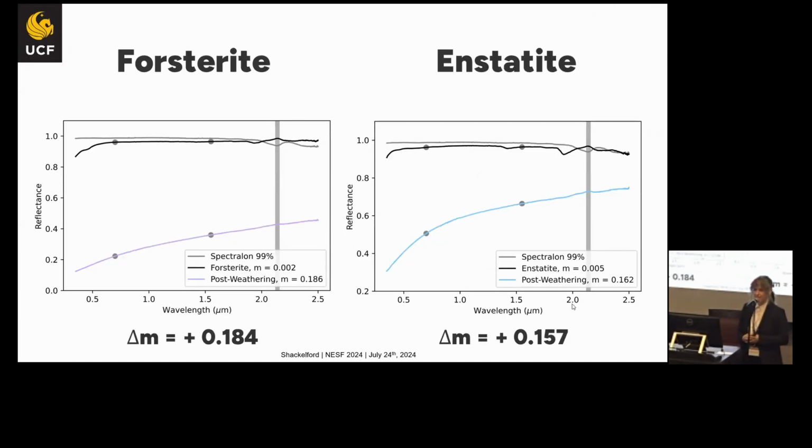So we'll have the forsterite and the enstatite shown first. The little gray spectrum that you see at the top is the spectralon reflectance standard, just to show you how bright white these materials are starting out as.